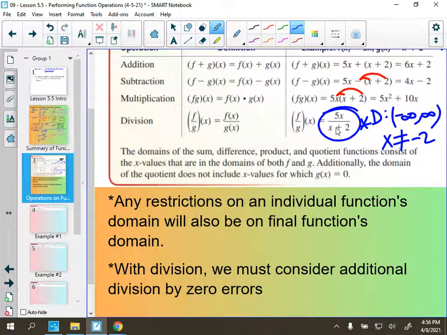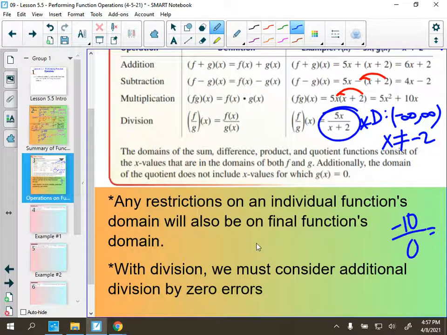-2. And let's just make sure we understand why. If I plug in a -2 up top, what do I get? I get -10. No problem. But I would also need to plug in a -2 downstairs in the denominator, which is going to create a 0. And from what we should know about dividing by 0, we can't do that. It's not defined.